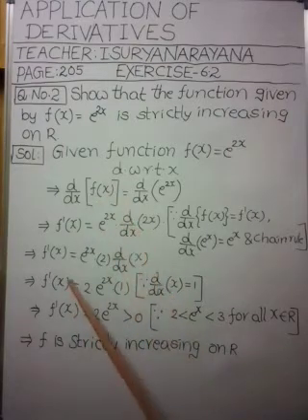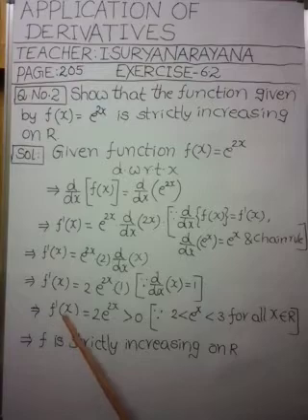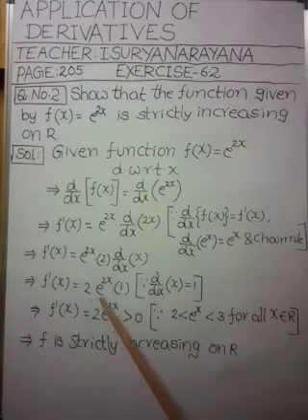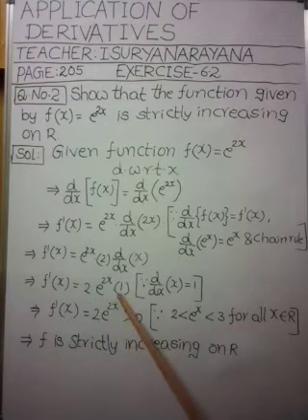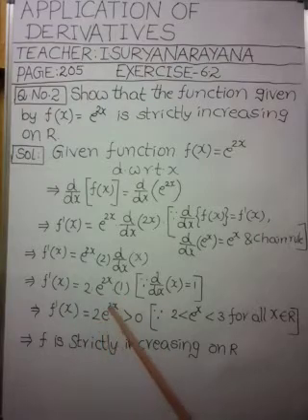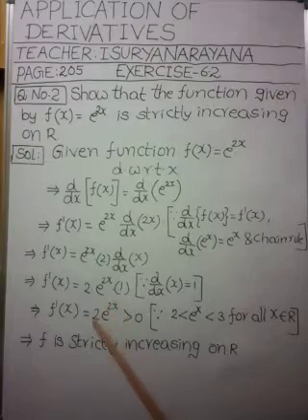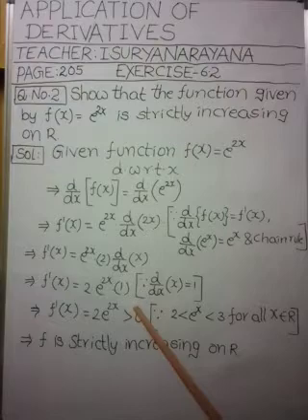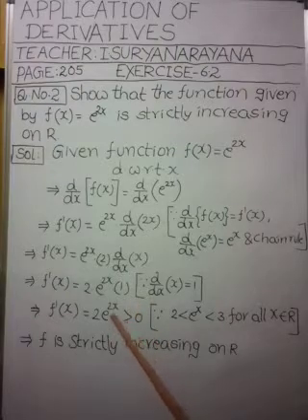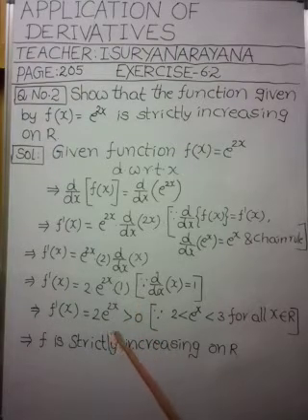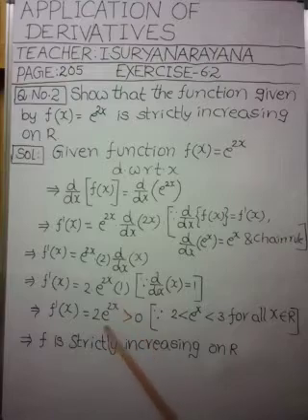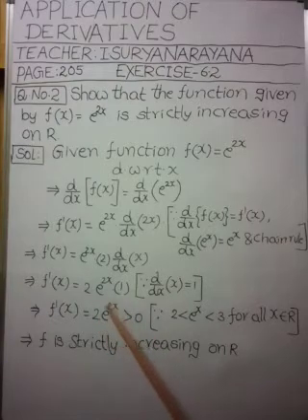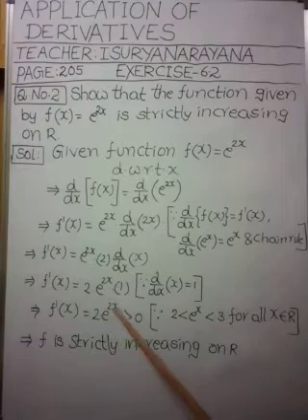Right. This implies we write LHS f dash of x is equal to, in the RHS, what will you get after simplification? 2 e power 2x. Okay, my children. Now we have to check whether this number is a positive number or negative number. If it is a positive number, we say that it is strictly increasing, or we can say that it is an increasing function. If this value is less than 0, then we say that it is a decreasing function, or it is a strictly decreasing function.